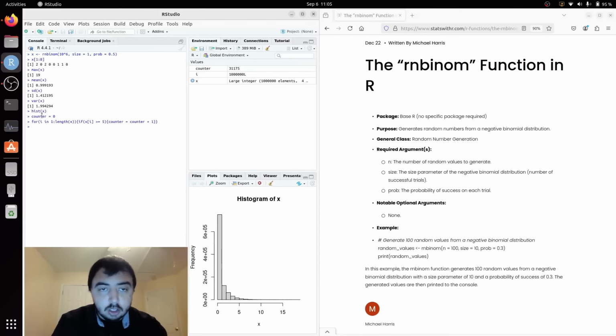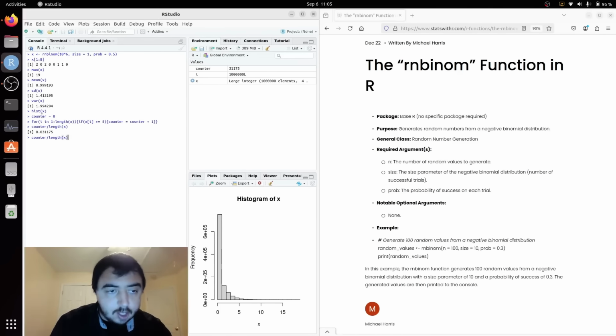Okay. That ran instantly. Computers are amazing. So counter divided by the length of x, and that will give the proportion in the tail. Okay. So it looks like a 3% chance that we're going to have 5 or more failures before our first success.